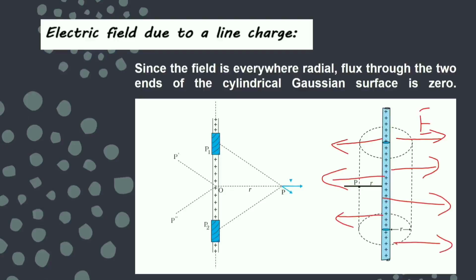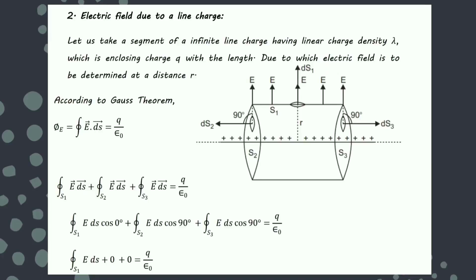Electric field, the direction should be clear to you. Once the direction is clear, now you are ready to find the electric field. The steps are very simple because you are aware of the Gauss theorem. This is another way of putting the line charge.